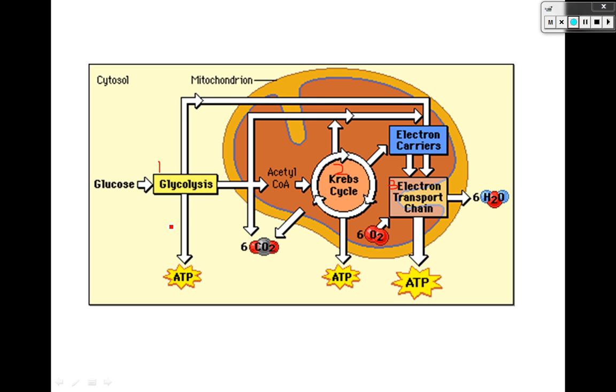The other thing I want you to notice is that while generally we say that cellular respiration happens in the mitochondria, the glycolysis step actually happens outside the mitochondria, okay, in what's called the cytosol, or just kind of part of the cell. And then it's the Krebs cycle and the electron transport chain that happen inside the mitochondria.